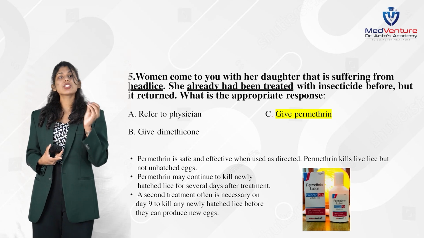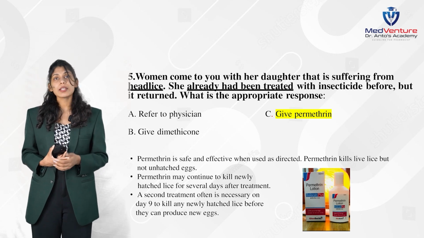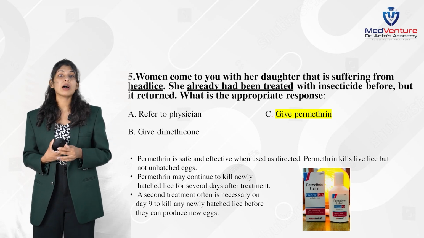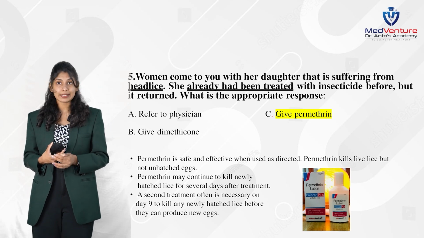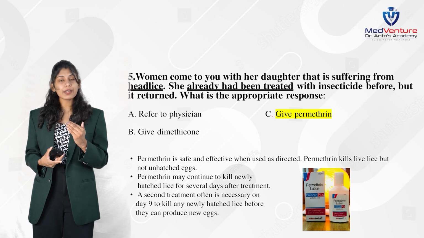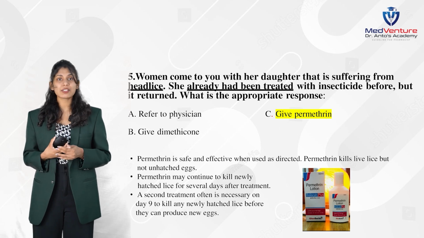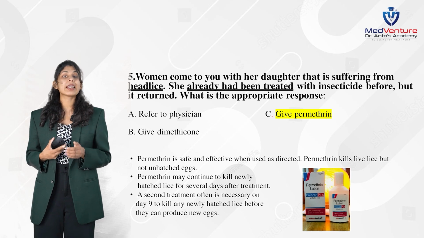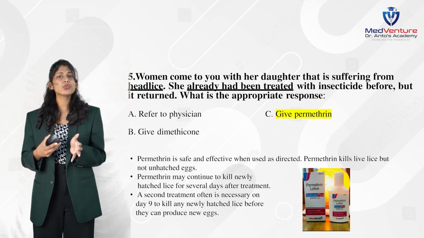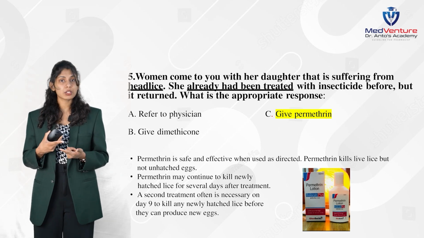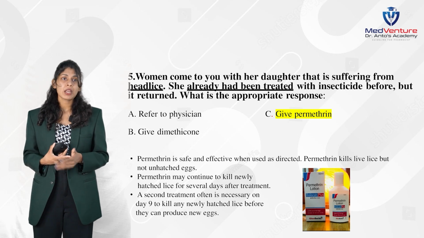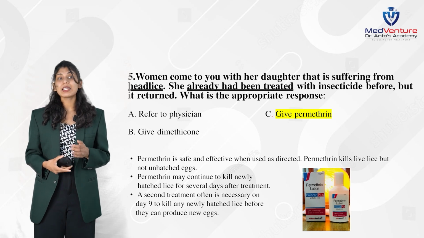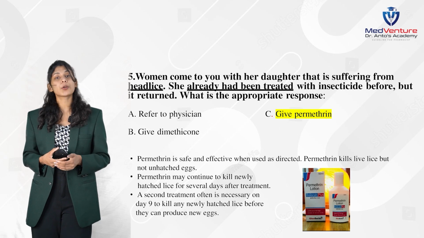So here she's already been treated maybe once. So giving permethrin is the right choice here. It's a safe and effective insecticide when it is used as directed. Permethrin can kill the live lice but not unhatched eggs. Permethrin can continue to kill newly hatched lice for several days after treatment. So once you use it, the next day you can't tell that the lice haven't gone. It takes a few days. A second treatment often is necessary on day 9 to kill any newly hatched lice before they can produce new eggs.